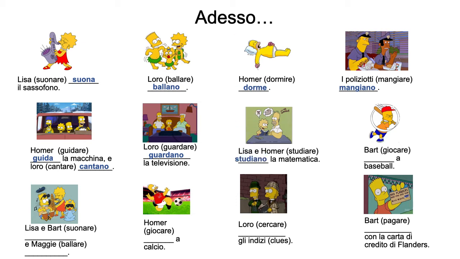In the next one to the right, I only have one person, Bart, right? So the subject is he, lui. I want the lui form of giocare. It's gioca, right? Get rid of are, insert a. Bart gioca baseball. Bart plays baseball.